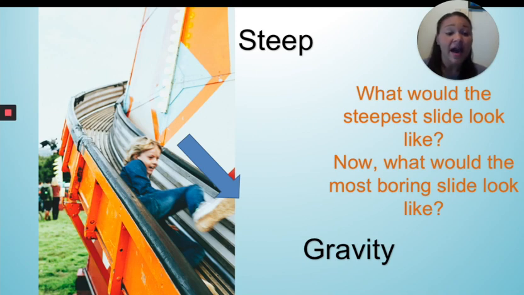Now, I want you to think about, what would the most boring slide be? Pause and think about that for a moment. Okay, if you said that this very boring slide would be almost flat, you are correct. Its incline would not be very steep at all.